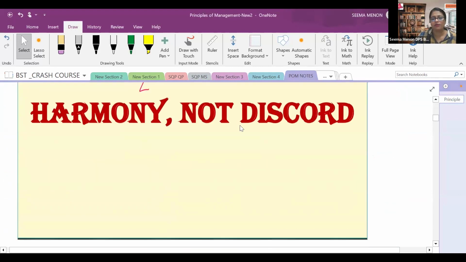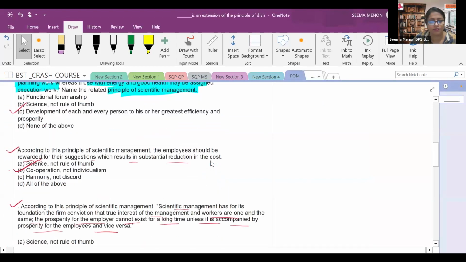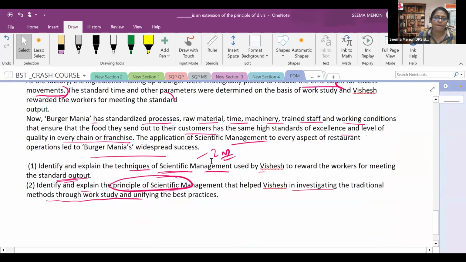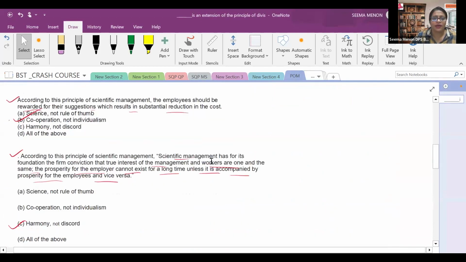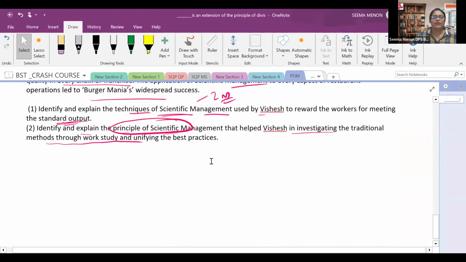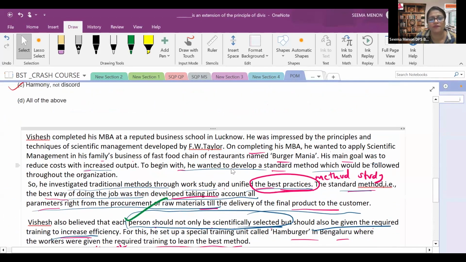If you have any doubt, you can ask the doubt. Children, here you can see the answer also: method study, motion study. So you should always read the question and identify the keywords. That is very important.